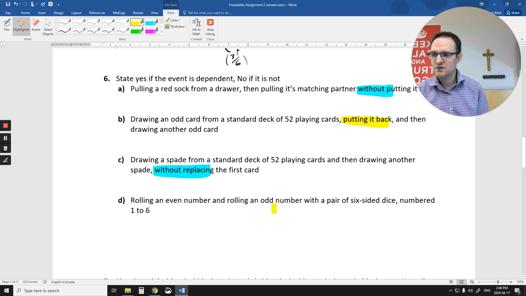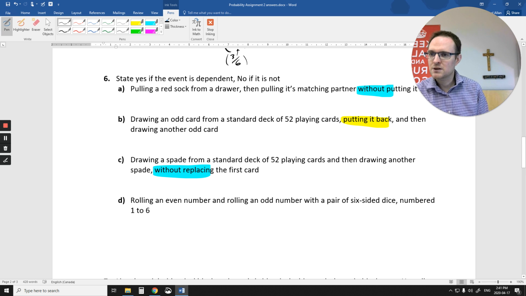Or if the 2 things are just completely separate of each other, like rolling an even number and rolling an odd number on a pair of dice. Yeah. Those are just completely separate. Rolling an even number on one dice is not going to change the second dice because it's two different dice.